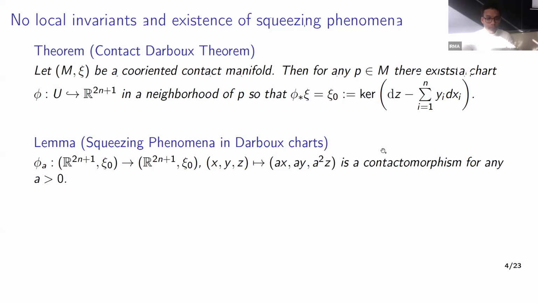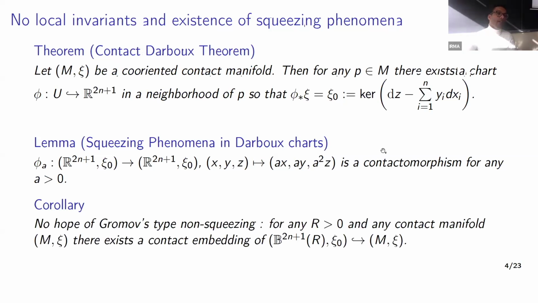So when you combine the theorem with the lemma, we don't have any hope of a Gromov type non-squeezing theorem. Because locally your manifold looks like an open set of R2n+1, and in R2n+1 you can squeeze everything. So you can squeeze a ball of radius as big as you want inside your contact manifold.